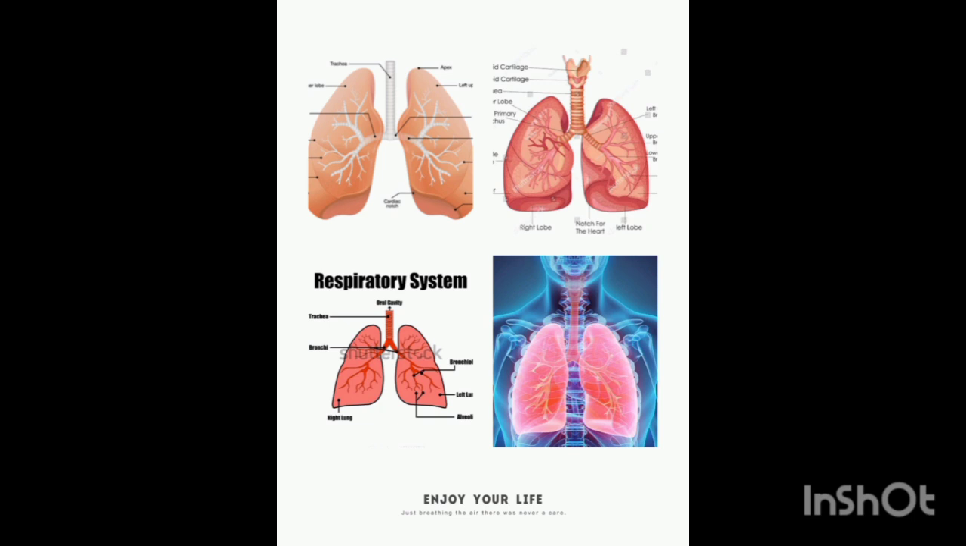Interesting facts. The lungs are the only organs that can float on water. They contain over 300 million tiny air sacs, alveoli. The surface area of the lungs is roughly the size of a tennis court.